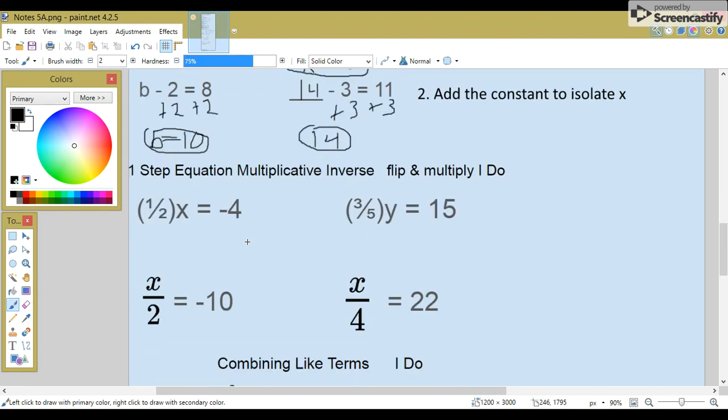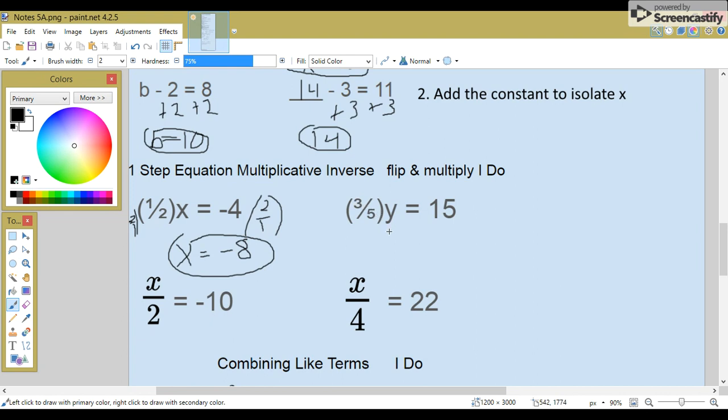One-step equation, multiplicative inverse. Flip and multiply. 1/2 x equals -4. To get the x value, we're going to flip and multiply. So instead of 1/2, it becomes 2/1. Each term: -4 divided by 1 is -4. -4 times 2 is -8. X equals -8.